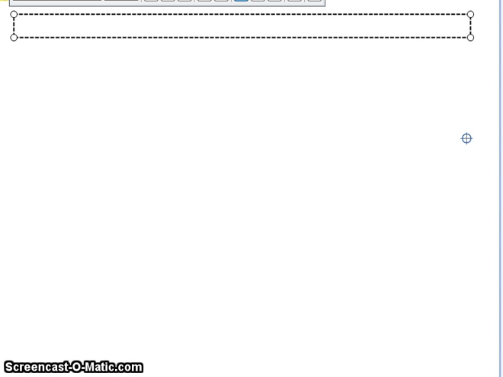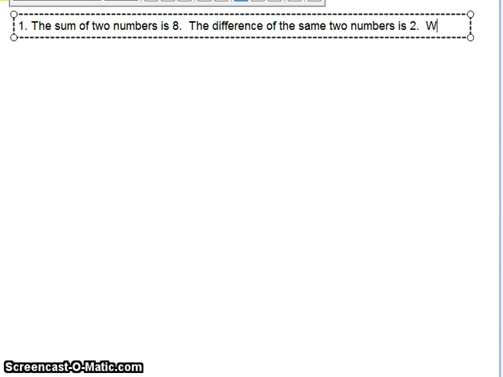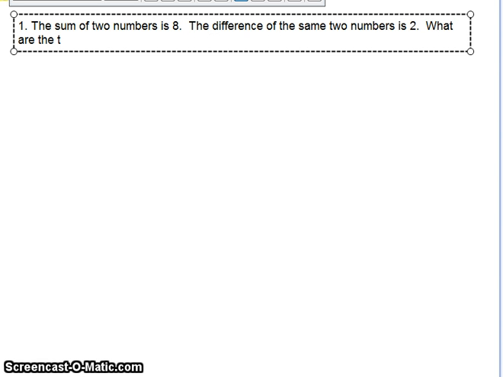If you look at your calendar, we are going to be looking at some systems of equations word problems. So here is number one. The sum of two numbers is 8. The difference of the same two numbers is 2. What are the two numbers?